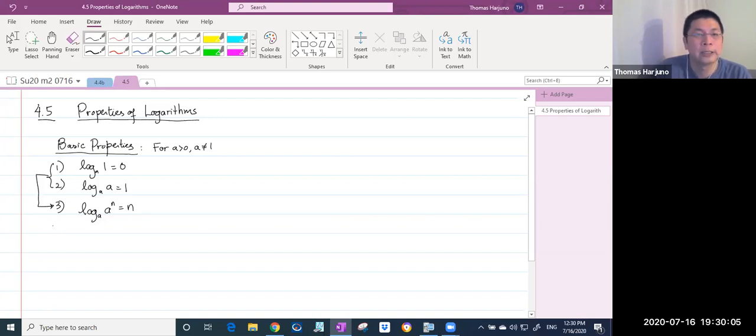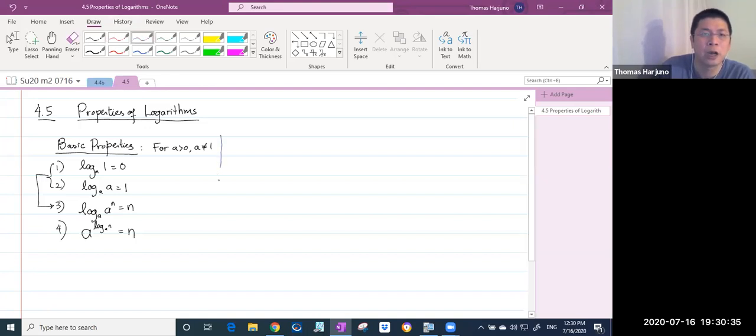Okay, now then the fourth one is a to the log base a of n equals n. The proof for each one of these relies on your ability to play between log form and exponential form. More or less I actually proved that, showed that to you yesterday.